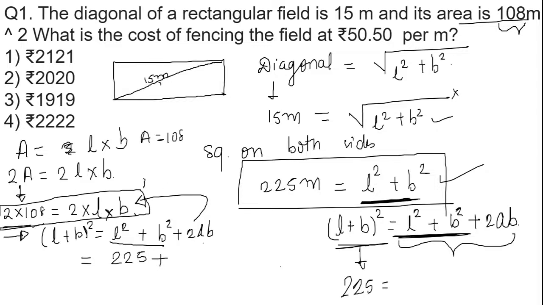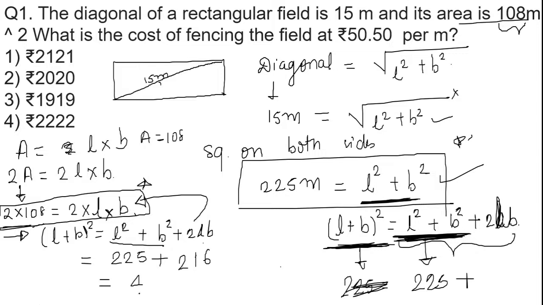I have just substituted these two values in this particular formula, that is L plus B the whole square is equal to L square plus B square plus 2LB. We know the value of L square plus B square, that is equal to 225, plus 2LB. 2LB is 108 into 2. What is 108 into 2? That will give us 216. Right? So do 225 plus 216. That will give me 441.